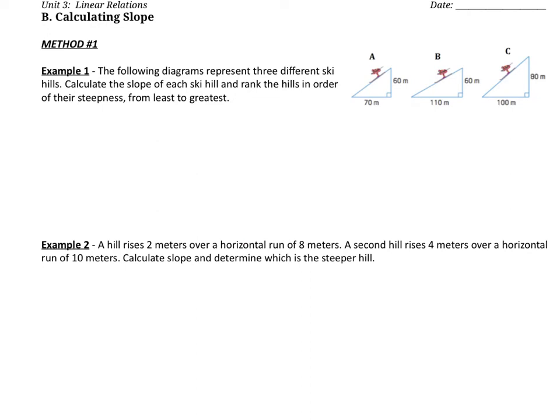Okay, so let's start by calculating slope using our first method. So that is m is equal to rise divided by the run. So example number 1 says to look at the following diagrams, which represent 3 different ski hills. You are to calculate the slope of each ski hill and then rank the hills in order of their steepness from least to greatest. So if you were given a diagram like this, it is really easy to use the formula for rise and run. So before we input numbers into the formula, let's actually talk about what is a rise and what is a run.